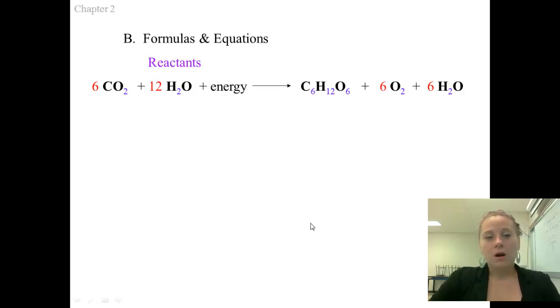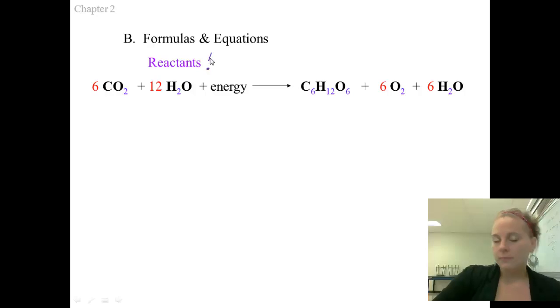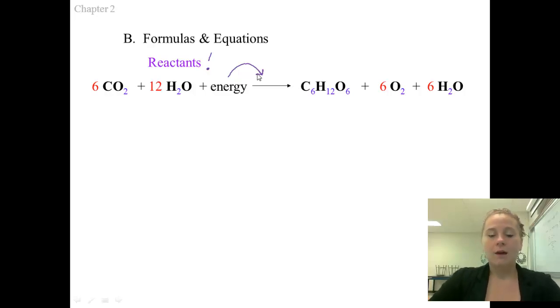Okay, so on the left side of an equation, or on the side that the arrow is pointing away from, you have what we call our reactants. So the reactants make the reaction. Okay, so in this case we have carbon dioxide over here, and we have water over here. And of course we need energy. That's not matter, but it is part of this. I would normally take this energy though, and I would stick it on top of the arrow. And out of it you get the products. Okay, what you produce as a result of the reaction.